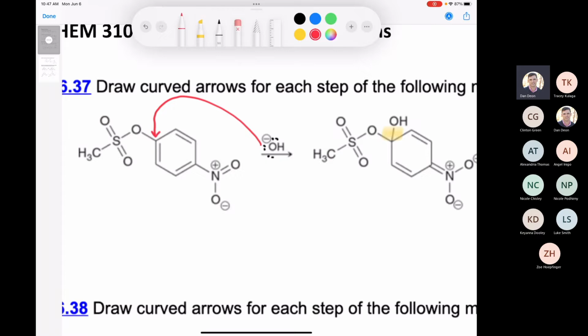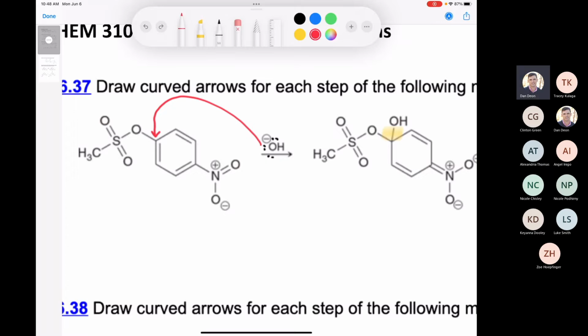The tip of my arrow is going to end up on this nucleus. Now, I don't even have to do a full treatment about how electrophilic this carbon is. First of all, it's got an oxygen attached to it, so it's probably electrophilic. But second of all, I can see the product over here, so I know that that nucleophilic attack occurred.